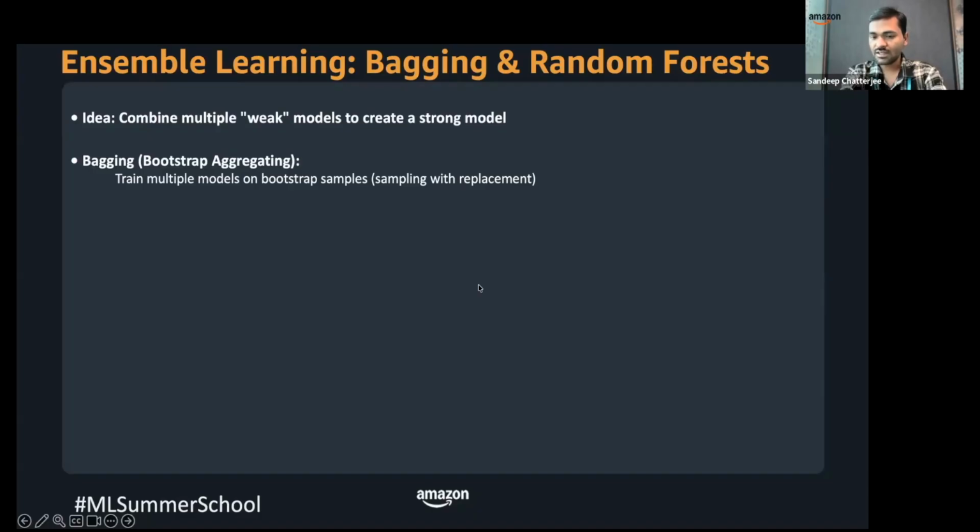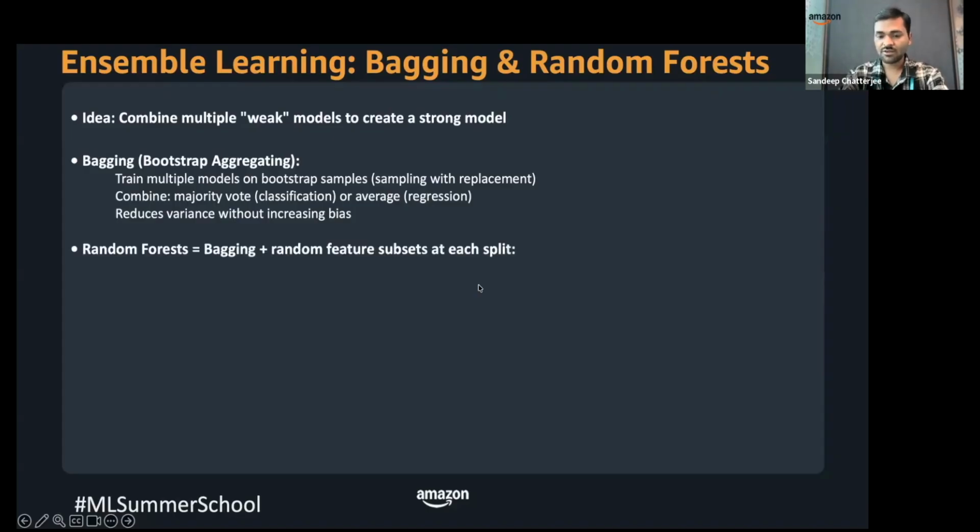Once all these trees are trained, we aggregate their predictions. This is the combine step. So if we are doing classification, we let the trees vote and take the majority. And if it's a regression, we take the average. The mathematical beauty of bagging is that it directly attacks a decision tree's biggest weakness: it heavily reduces variance without increasing the underlying bias. The upgraded version is random forest.